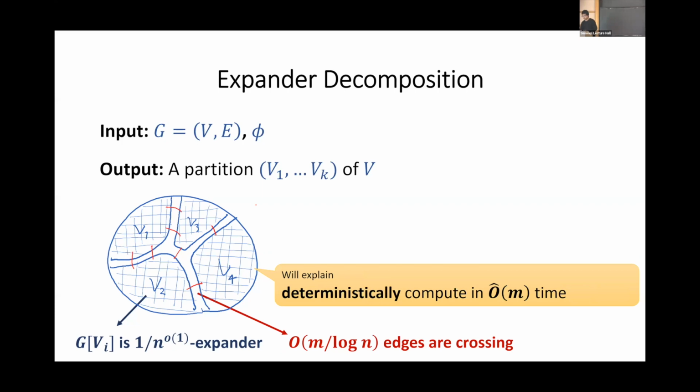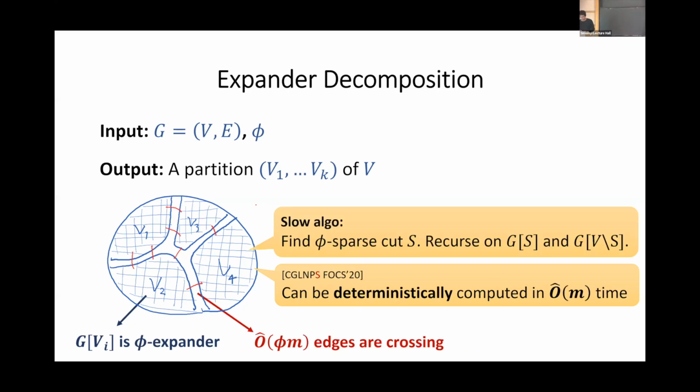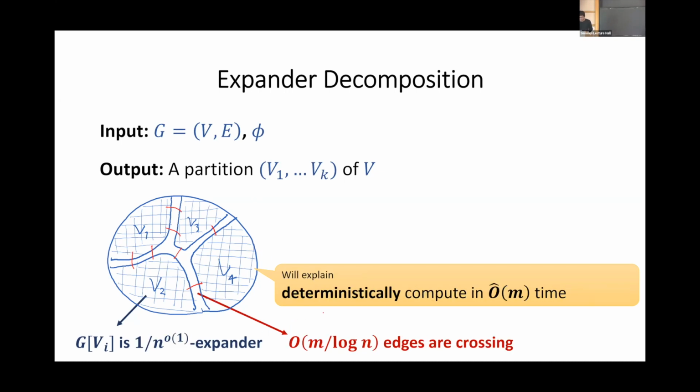Okay. So what I will explain is that I set phi to be some fixed parameter such that, let's say, there are m over log n crossing edges, and so phi is something like 1 over n to the little o(1). And let's see how to do this.